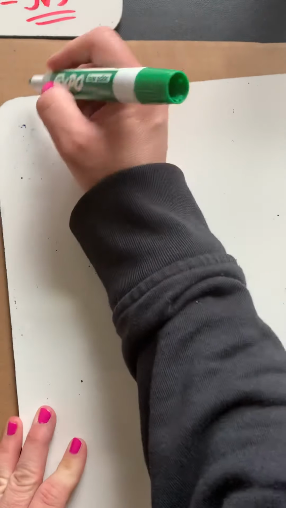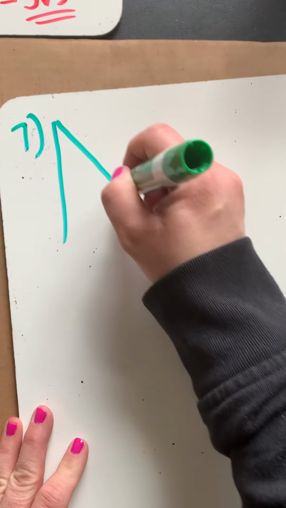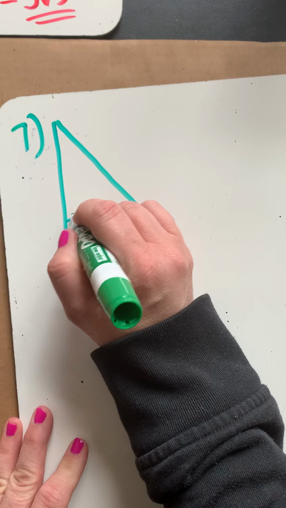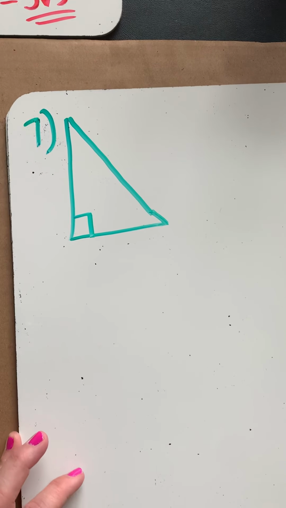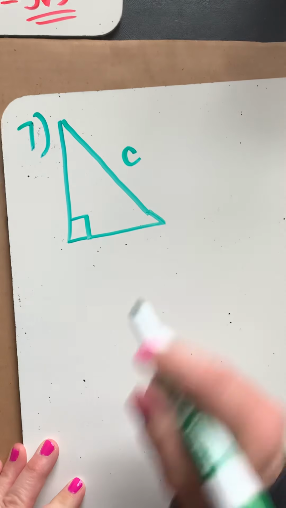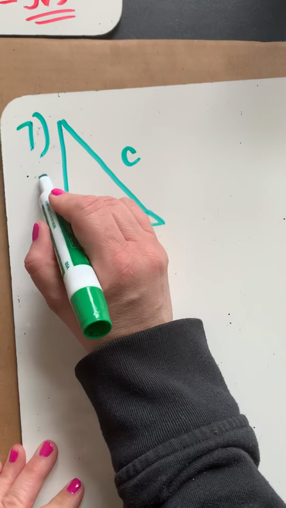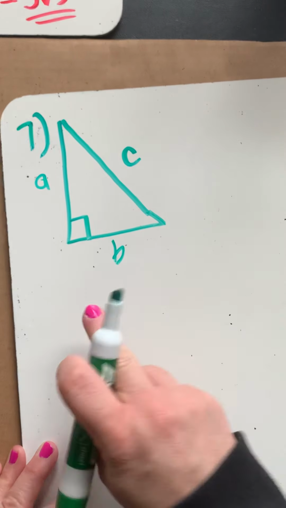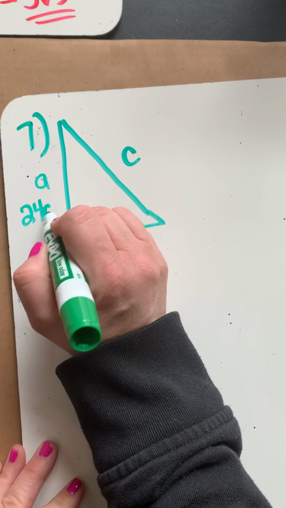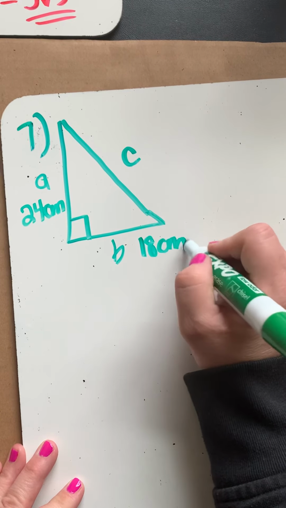Okay, so I'm going to draw a triangle. And it's a right triangle. Okay, so what do we know about our right triangles? Right across from the right angle is our hypotenuse, which represents C. The other two parts are our legs, A and B. For this particular example, I have A equaling 24 centimeters and B equaling 18 centimeters.